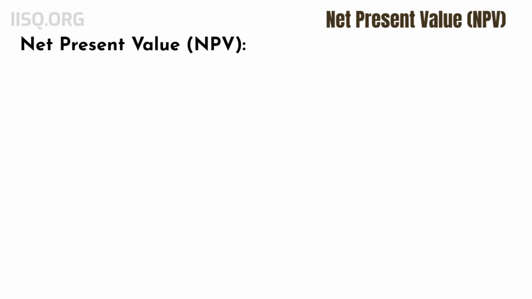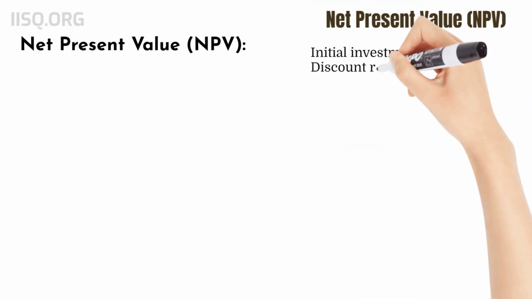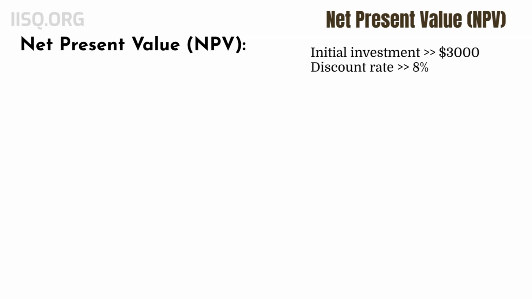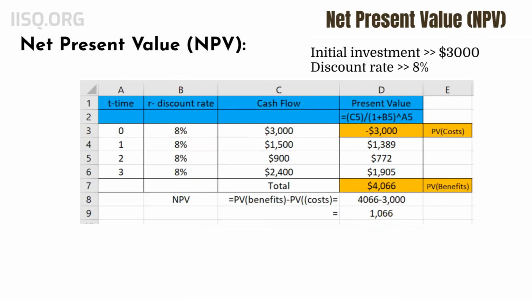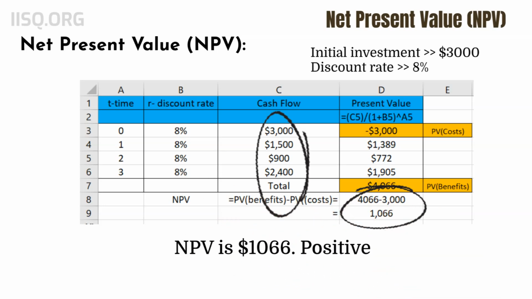Let us take one more example. Here, in this project, for a $3,000 initial investment, at a discount rate of 8%, the future cash flows at the year end, over the coming 3 years, are $1,500, $900, and $2,400. Calculated the same way as we have done in the last example, the NPV is $1,066. This is positive. You may note that NPV can be both positive and negative.